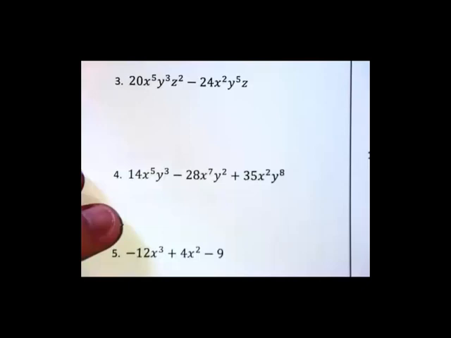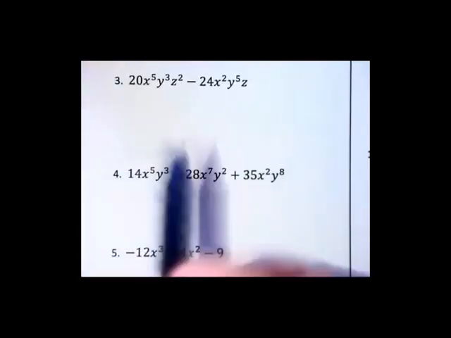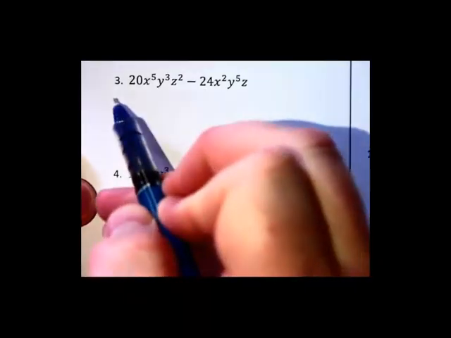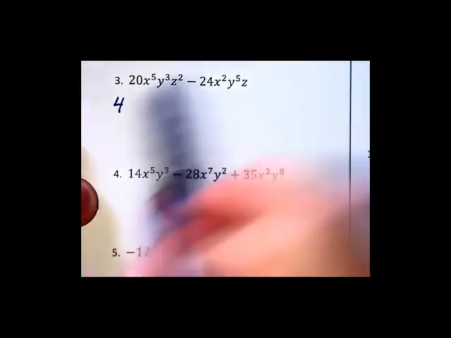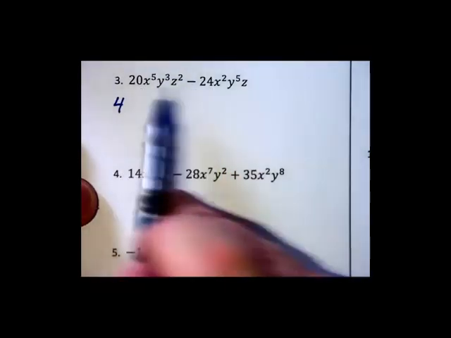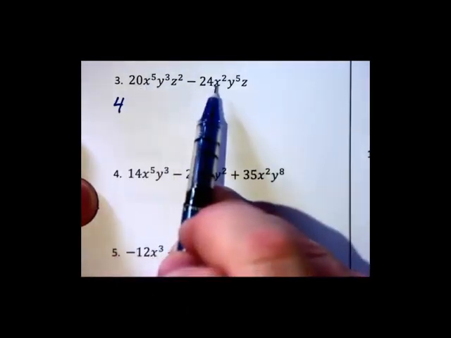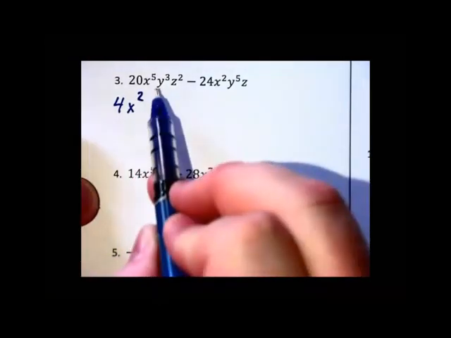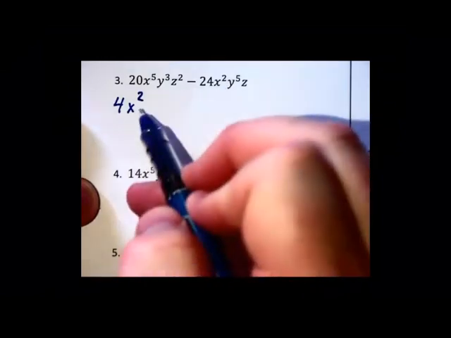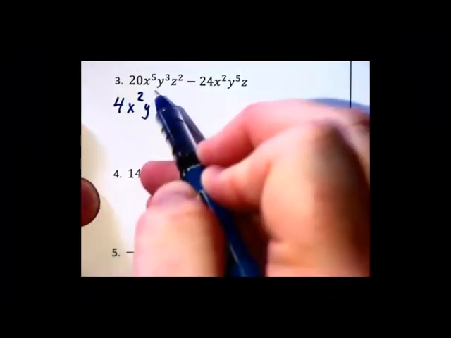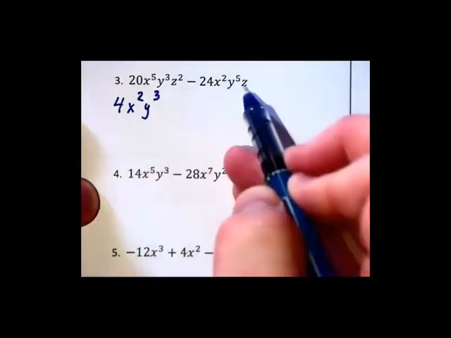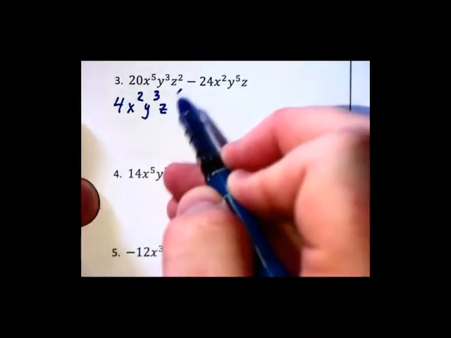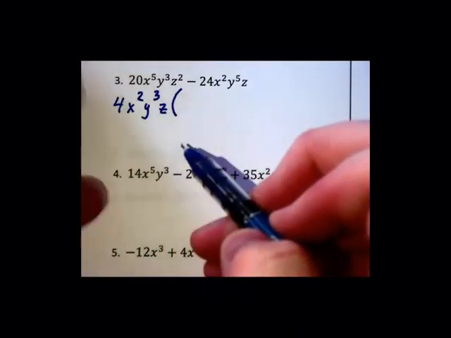Okay, moving on to problem number 3. We look at the 20 and we look at the 24, and 4 is the largest number that goes into each. Then we look at each variable separately. We have x to the 5th versus x to the 2nd. We choose the smaller of the two, x to the 2nd. For y to the 3rd versus y to the 5th, we take the smaller, y to the 3rd out. And z squared versus z to the 1st, we take z to the 1st out. And I use the word take, and I probably still will, but this is dividing it out.